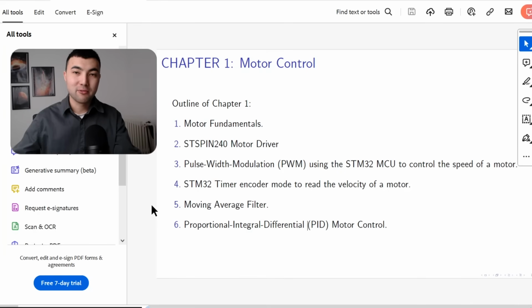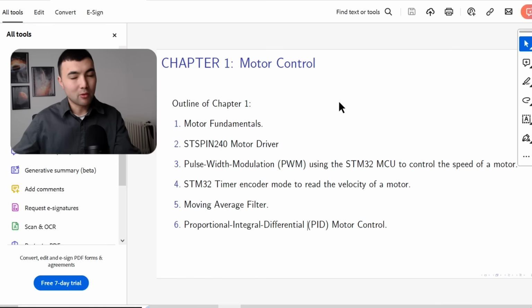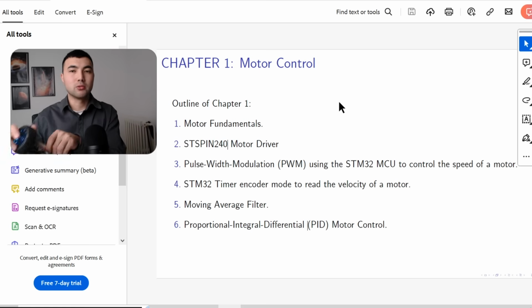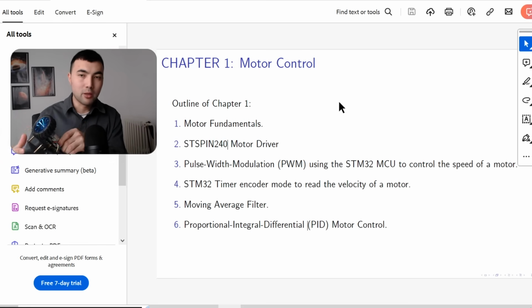Welcome to the first chapter of the course, and this chapter is specially designed for motor control. So we will cover all theoretical and practical aspects of the motor control. So eventually we will be able to control the velocity of a motor using STM32 microcontroller.